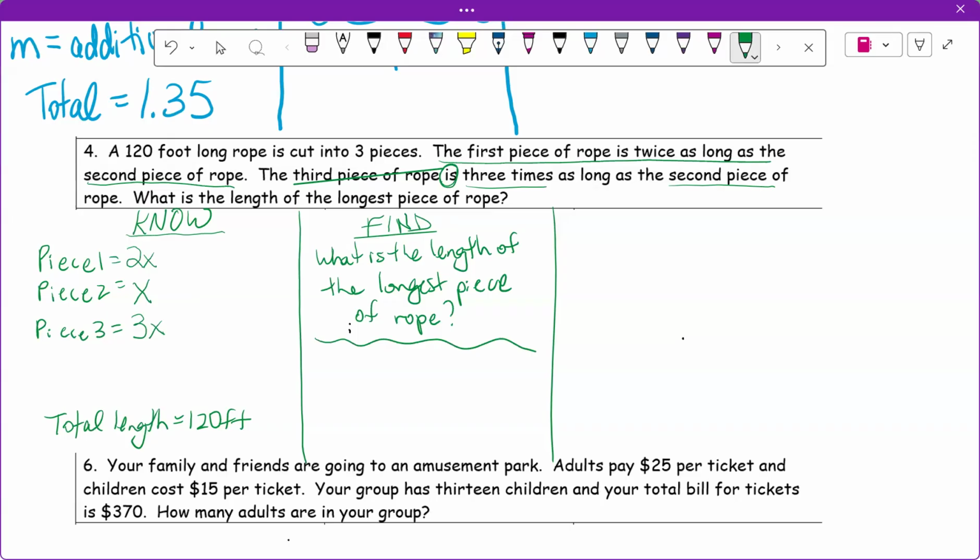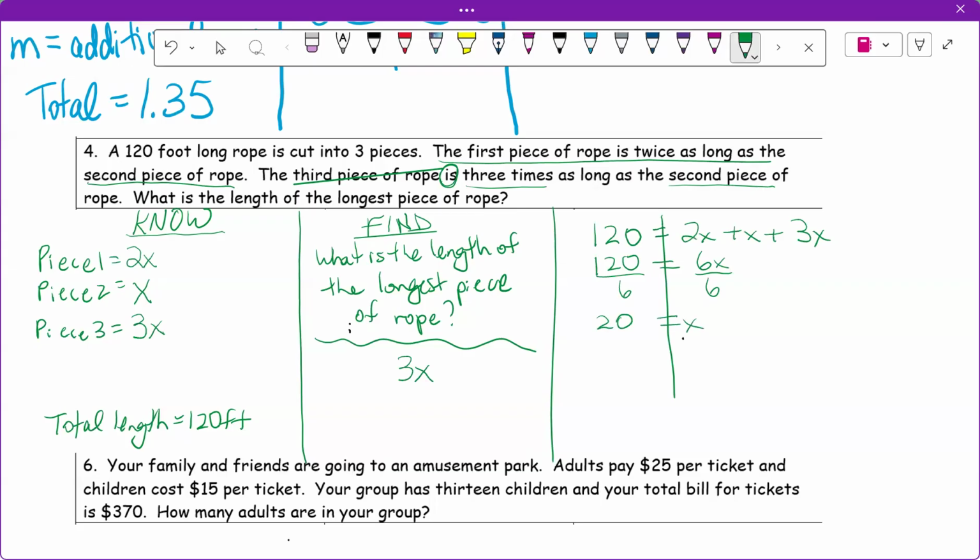So which piece is going to be the longest? Piece 1, piece 2, or piece 3? Piece 3 is, exactly, and that expression is 3x. So we have our total on one side of the equation, and we have our pieces, piece 1 plus piece 2 plus piece 3. Let's combine like terms. What's 2x, x, and 3x? 6x. Good job. Divide by 6 on both sides, and we get 20.